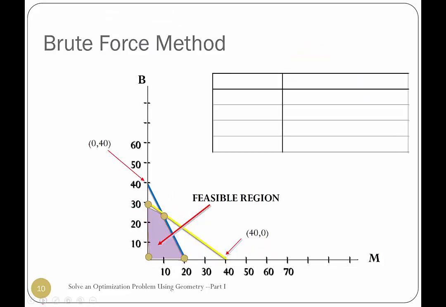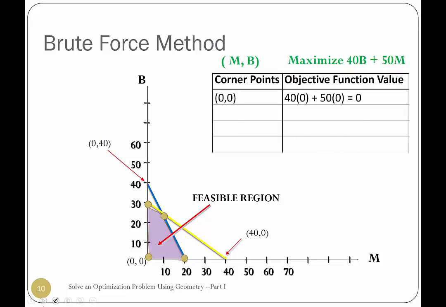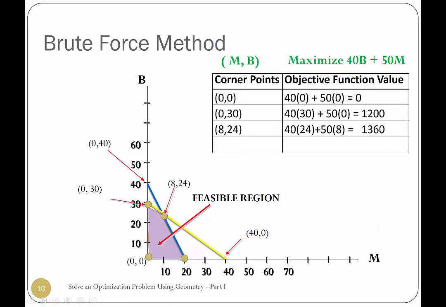Now that we have identified all the corner points, let us plug them in the objective function and calculate the total profits. The objective function is 40b plus 50 times m. So when you key in 0, 0, the total profit is obviously 0. Let's go for the second corner point, 0, 30. The objective function value is 1200. That's the total profit. Key in 8, 24. The total profit is 1360. Key in the final corner point. The total profit is 1000.